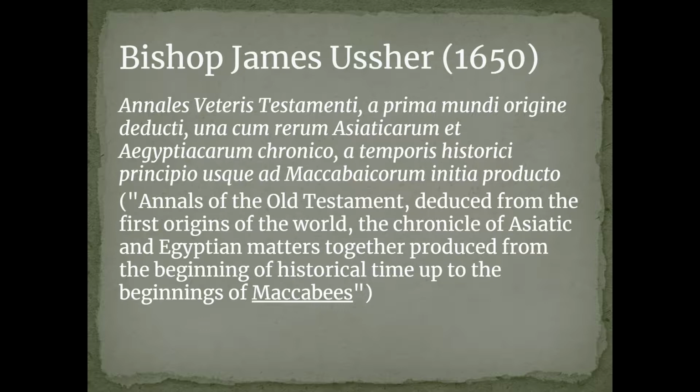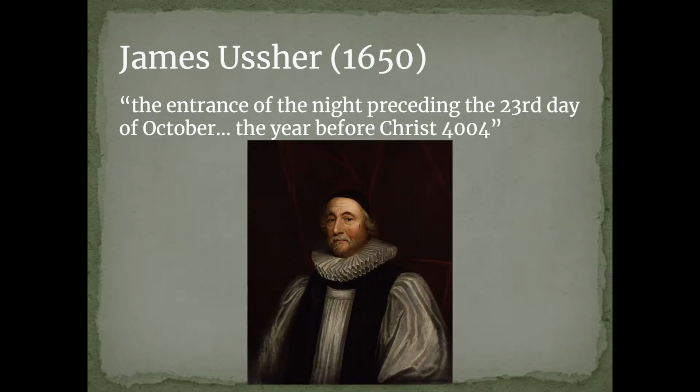through the Bible, and I'll read a little quote here. Annals of the Old Testament deduced from the first origins of the world, the chronicle of Asiatic and Egyptian matters together produced from the beginning of historical time up to the beginnings of the Maccabees. If I said that right. And if you're a biblical scholar, you'll understand what some of that meant. But basically he went through the Bible and tried to piece together what he knew about history and the statements made in the Bible to come up with an age.